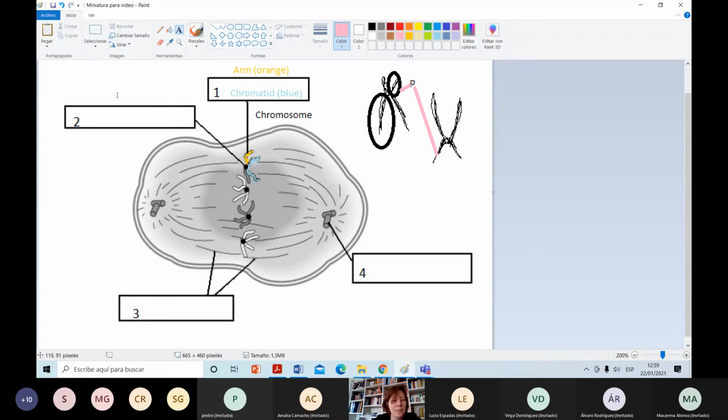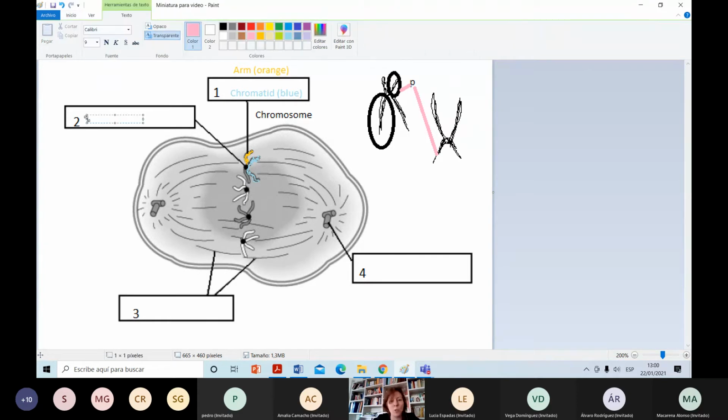Activity, the same picture number 2. What's the name of this central structure in the chromosome? Venga, un voluntario que me lo dice así rápido. The centromere. The centromere, okay? So this is the centromere. This label there, because it's pointing at the central part, okay? Number 3 is pointing at this thing there.